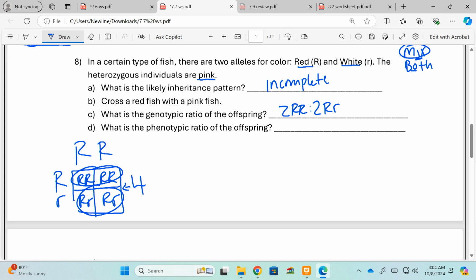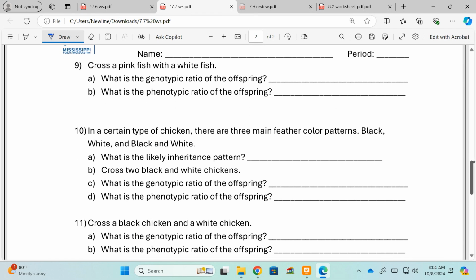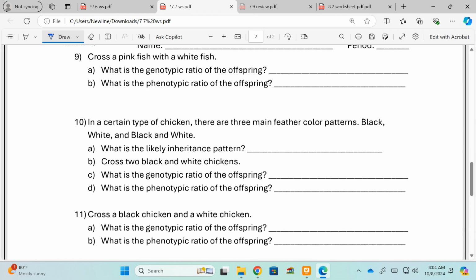So for this one, we're going to have these two are going to be 2 red fish, and these are going to be 2 pink fish. So that would be the phenotypic ratio. Okay? Great job. All right, we're through the first half of it. Let's knock this back half off.